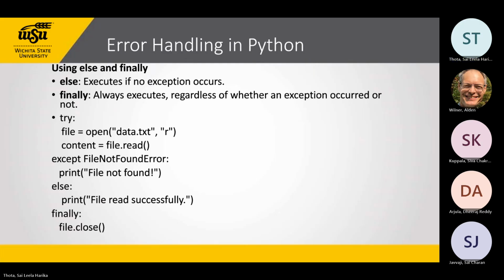Next, coming to finally. The finally block is basically introduced so that it runs whether the exception occurred or not. For example, whatever you write in the finally, whether there is an error or not, it will get printed.